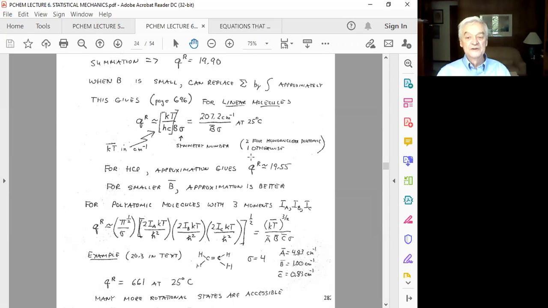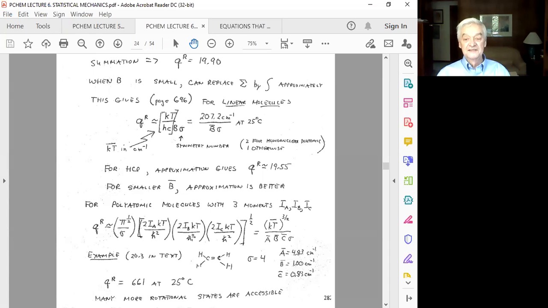I'm not going to be quizzing you on doing this approximation calculation for polyatomic molecules, but I do want you to be familiar with the formula. In this approximation, notice we have KT in the denominator, and diatomic molecules have 2 rotations. So basically you're getting KT to the 1/2 for each rotation axis that you have in the molecule.